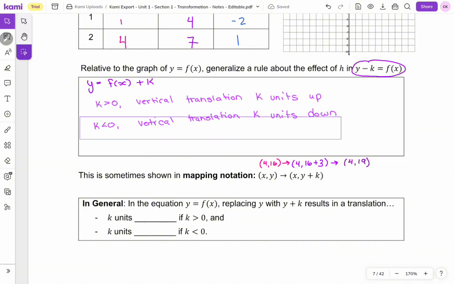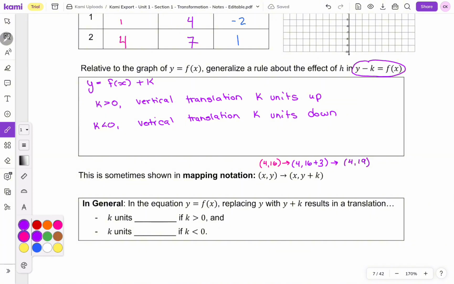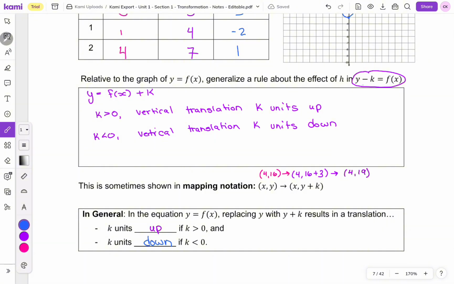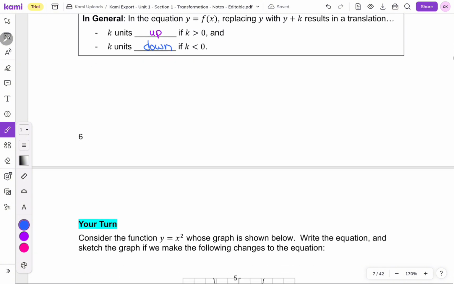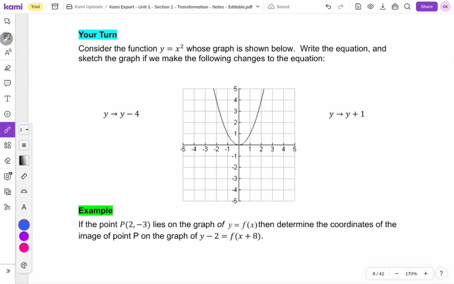I wonder if I can change just this. No, it's going to change the whole thing, so don't worry. So in general, if k is positive, we are moving up. And if k is negative, we're moving down. No tricks there. The only trick they can do, like I said, is if they write it over here, but you're just going to rewrite it like this. Okay, here's another your turn.